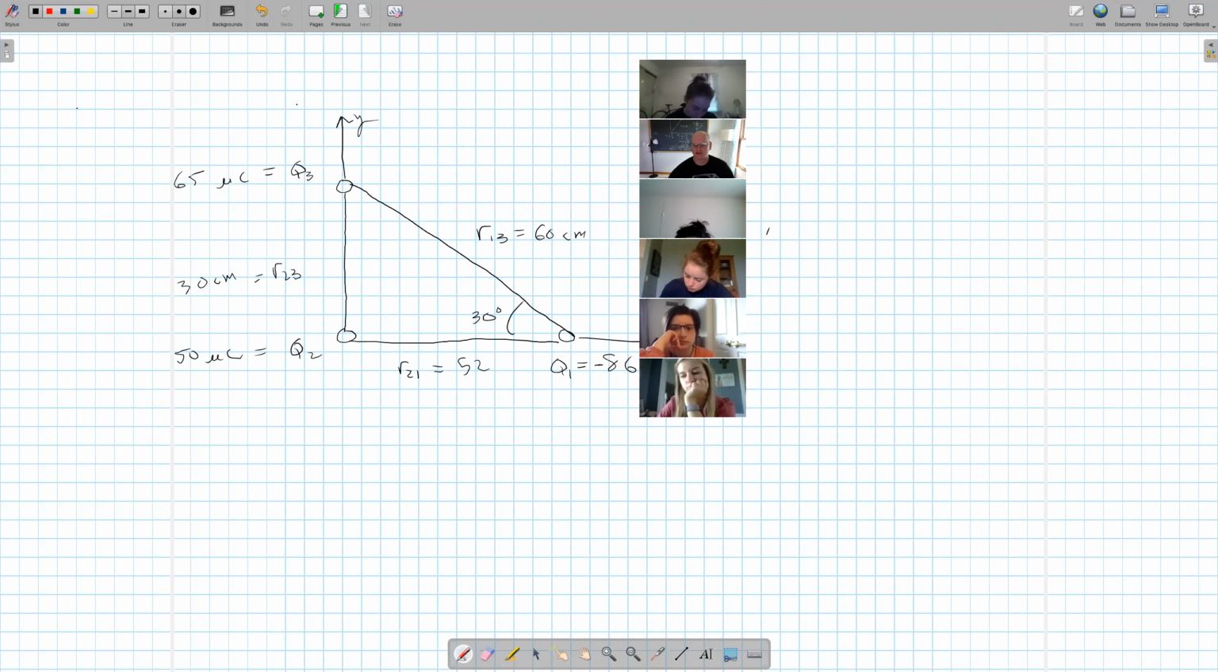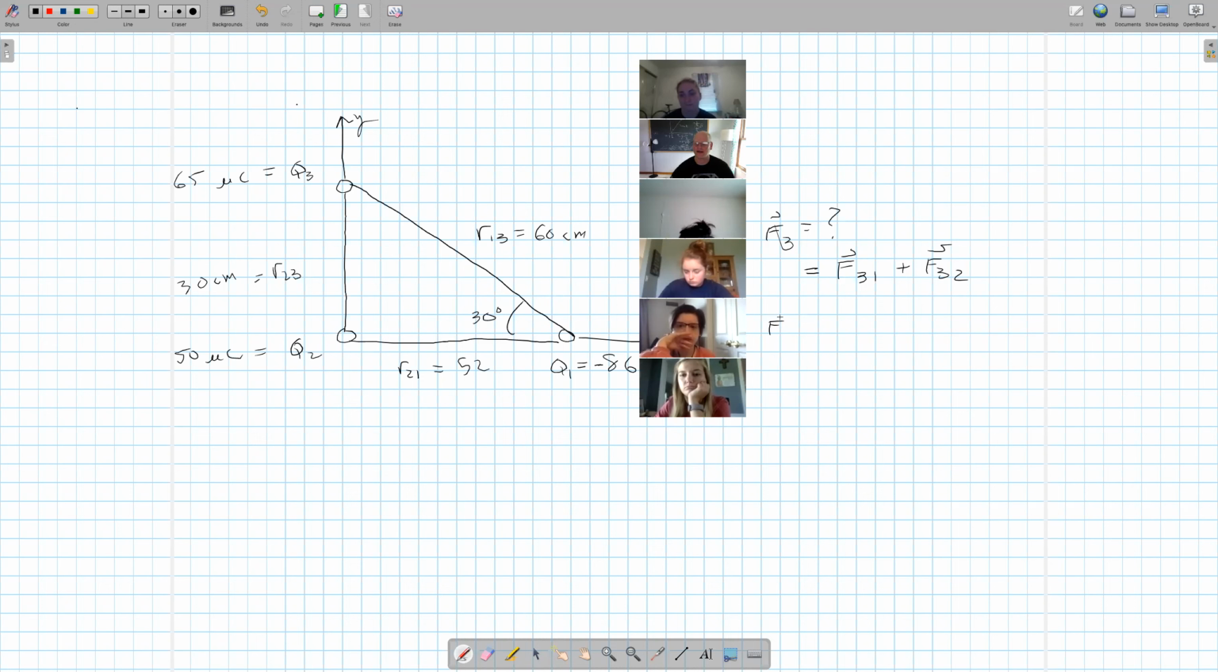Again, what I want to know is the net force on the third charge. Now what we know is that to find the net force, we have to use the superposition principle. This means we want the force on 3 by the first charge plus the force on the third charge by the second charge. Inherently, this is a vectorial expression, which means we have to split this up into components.